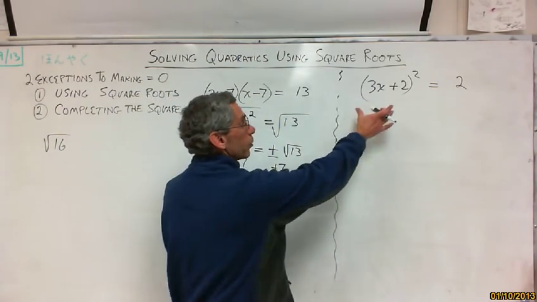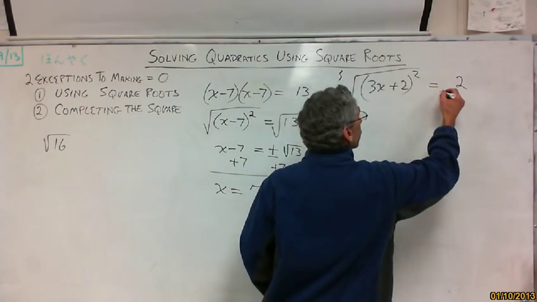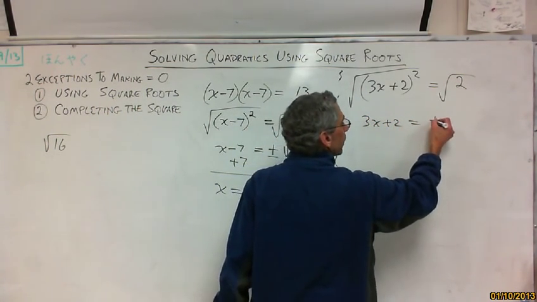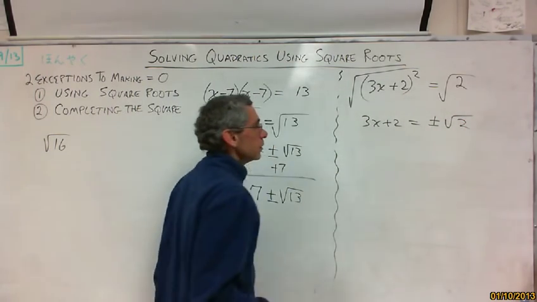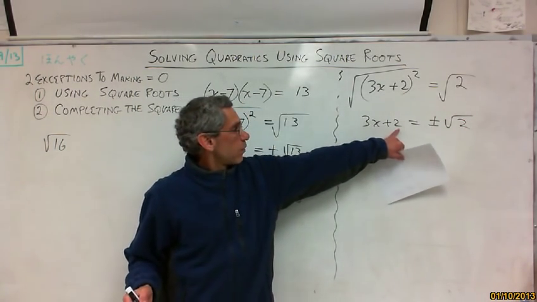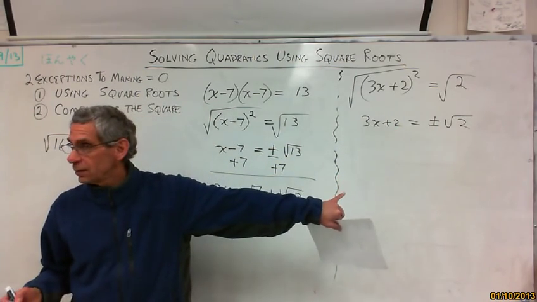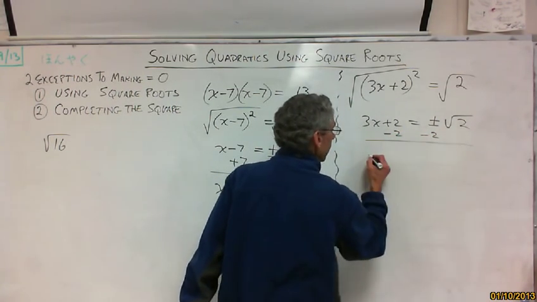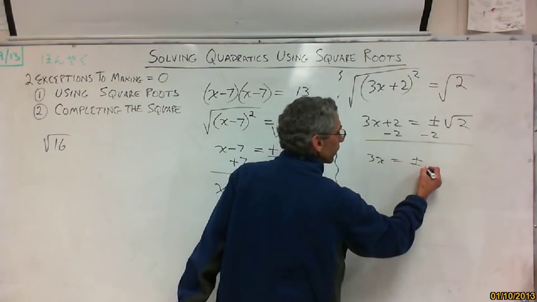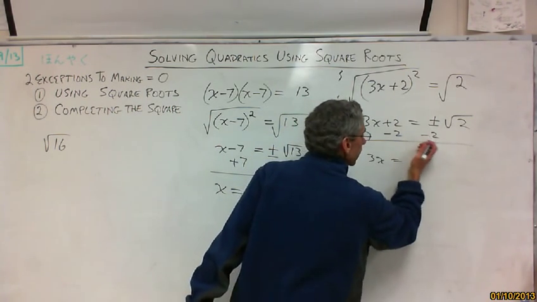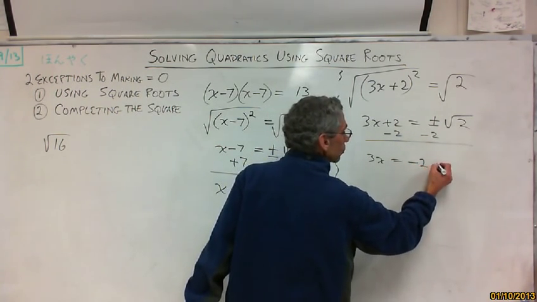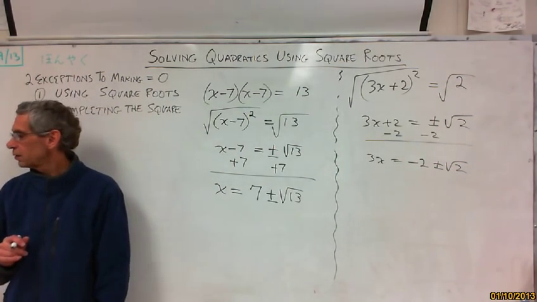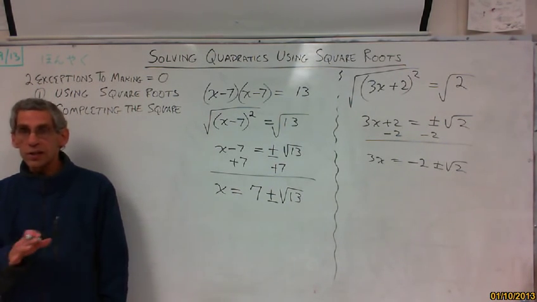Square root both sides. I've got a perfect square here. So I square root both sides. So I now have 3x plus 2 is equal to plus or minus the square root of 2. I don't want this 2 here, so I'm going to subtract the 2, just like we did before. So now I have 3x is equal to negative 2 plus or minus the square root of 2. Everybody's with me, right? This is just like we did before.